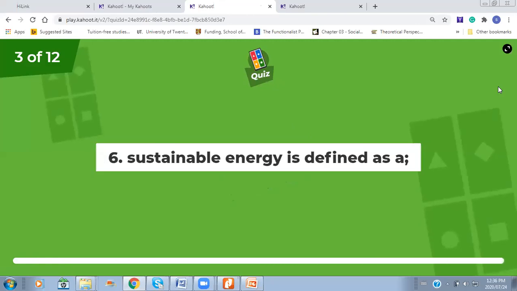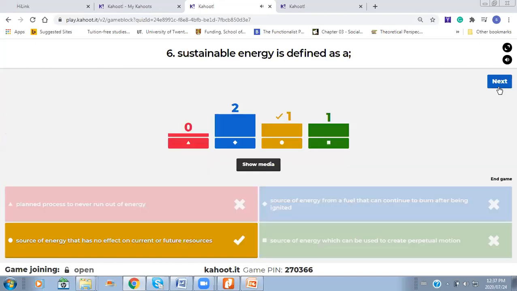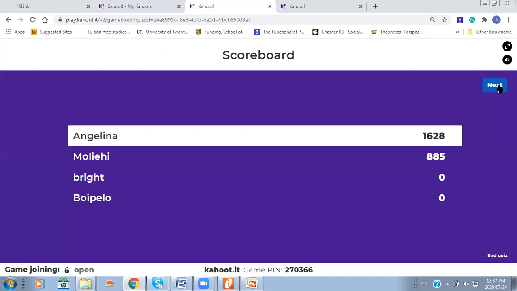So let's go on. Sustainable energy is defined as a planned process to never run out of energy, a source of energy from a fuel that can continue to burn after being ignited, a source of energy that has no effect on current or future resources, or a source of energy we can use to create perpetual motion. All right, let's get going. The clock is ticking. Wonderful. So one person got this one right. When they say sustainable energy is defined as what? Source of energy that has no effect on current or future resources. That's very important.